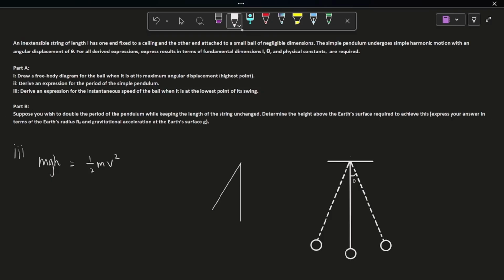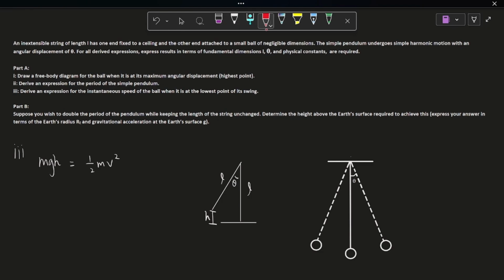Okay. This is the situation that is occurring in this question. We know the length of the string will not change when it's swinging, right? This angle is theta. And we assume this is the ground level. So now we're trying to find this part. How high is this part?